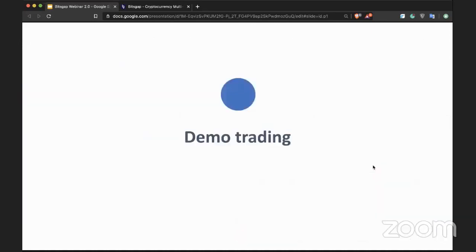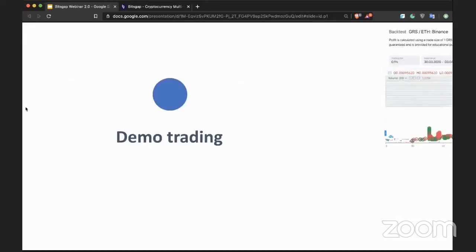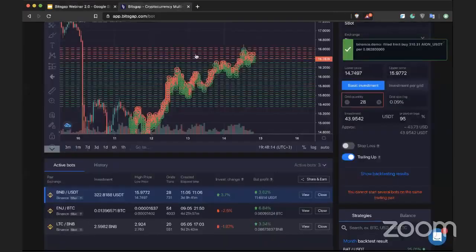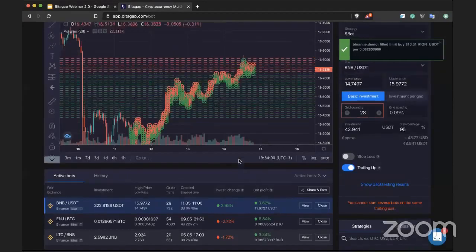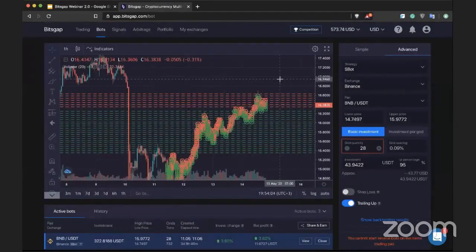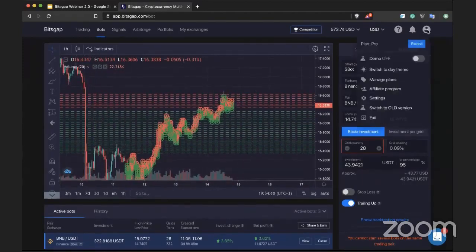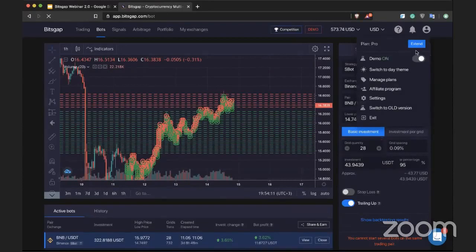Another key feature that we have to also mention is demo trading. The idea of demo trading is to allow you to use virtual money to optimize your own trading and even to discover new strategies.